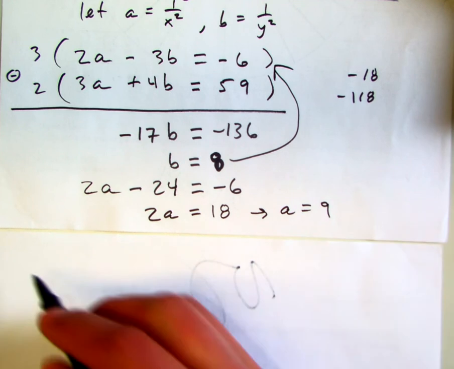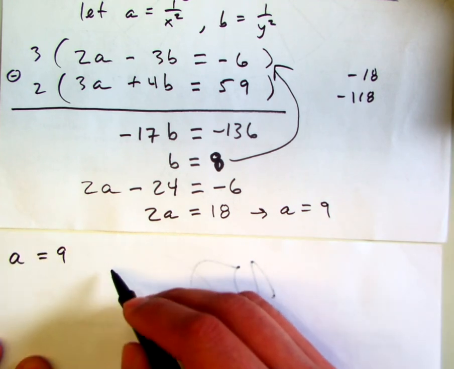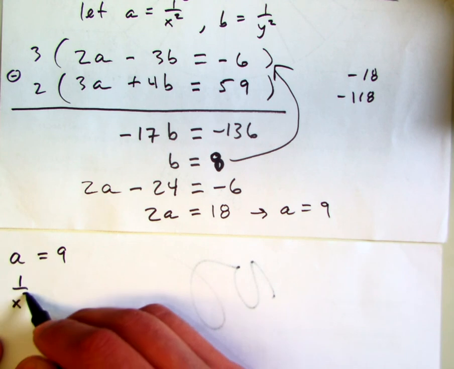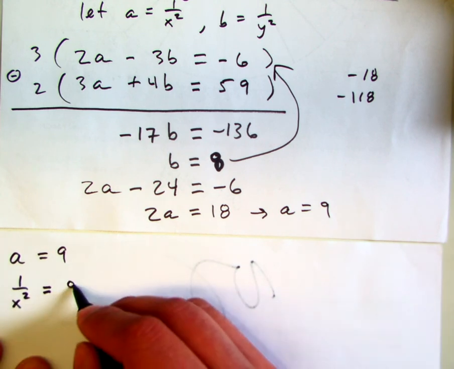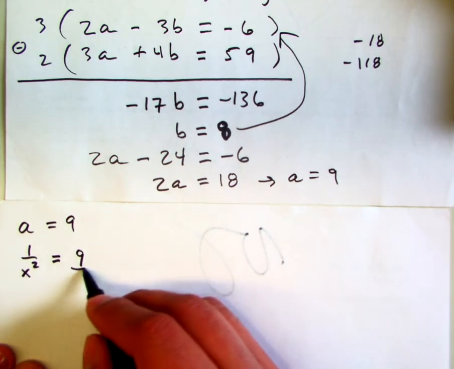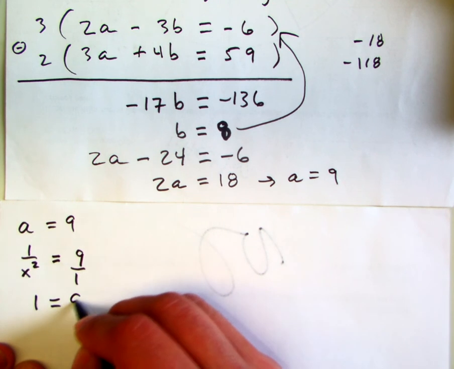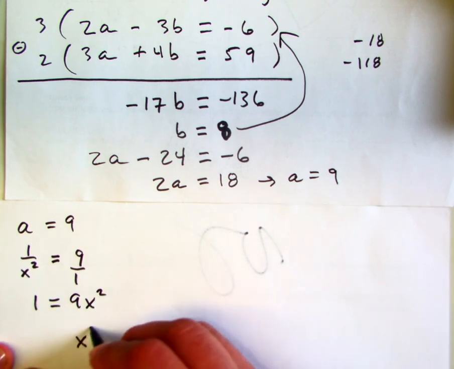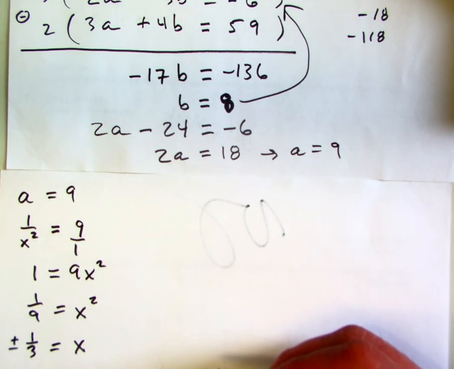All right, so if A is equal to 9, A was 1 over x squared, right? So how do I solve for x here? Cross multiply. So 1 times 1 equals 9x squared. Divide by 9. So x is plus or minus 1/3. Everybody see that?